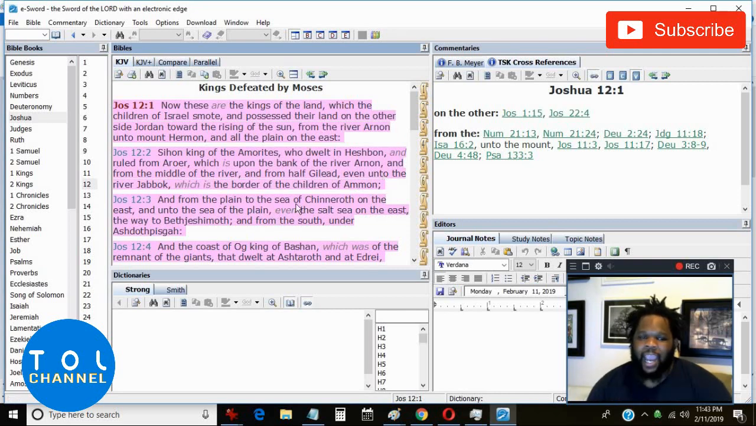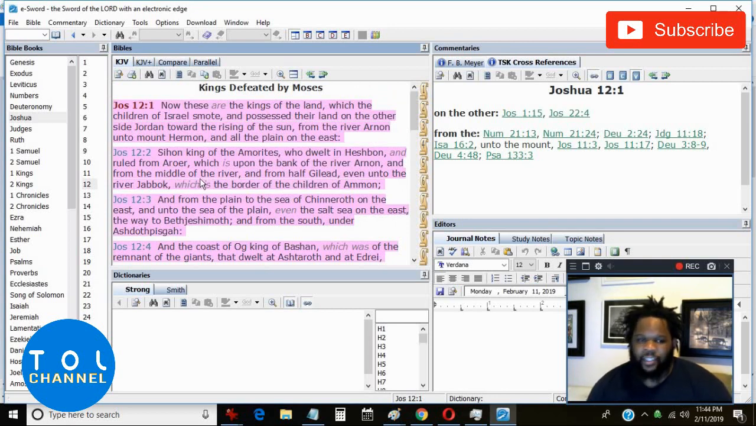And from the plain of the sea of Chinnereth unto the east, and unto the sea of the plain, even to the salt sea on the east, the way of Beth Jesimoth, and from the south under Ashdoth-Pisgah, and the coast of Og, king of Bashan, which was a remnant of the giants, and dwelt in Ashtaroth and Edrei.